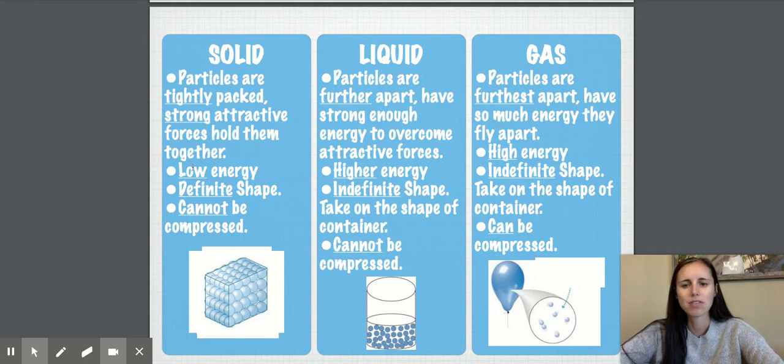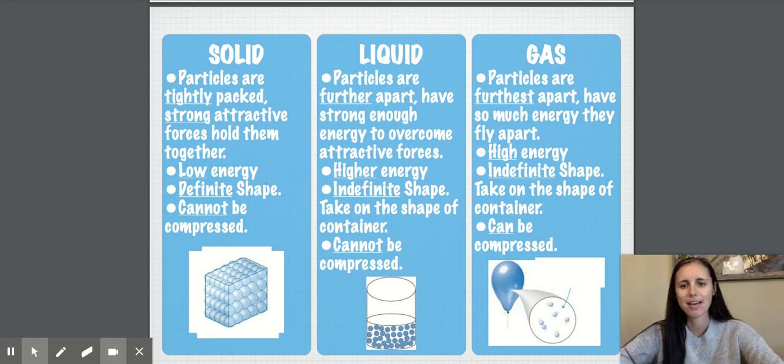They're said to have low energy. So particles in a solid have low energy. That means they're not really moving very much. They're still moving. What they're doing is they're vibrating slowly back and forth. So they're still moving, but they're not moving a lot. So you don't really see them flow, right? A solid doesn't flow. A solid just stays as it is.